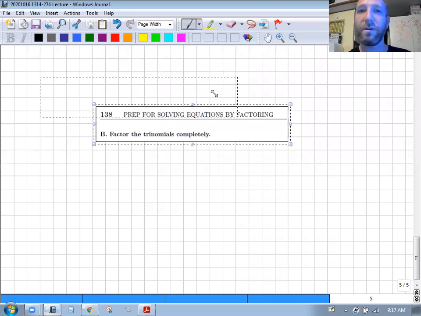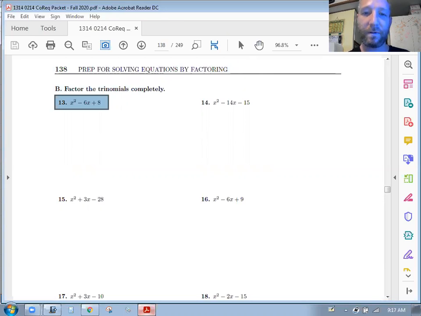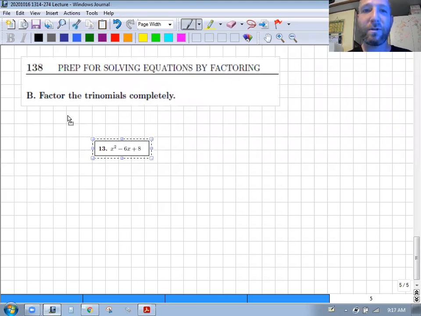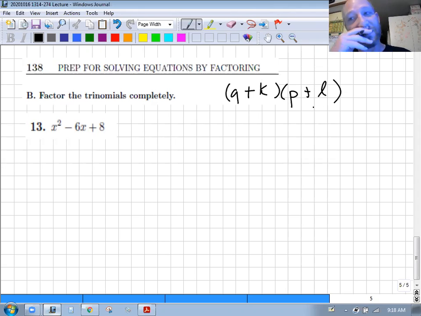All right, we're on page 138. Factor the trinomials completely. They don't tell us any method to use. All right. Notice there's not 4 terms here, there's just 3. When you have a quadratic, you can always rewrite it something like this: P plus Q times X plus L. Doesn't matter what the letters are. Something plus something times something plus something. These are 2 binomials multiplied together.